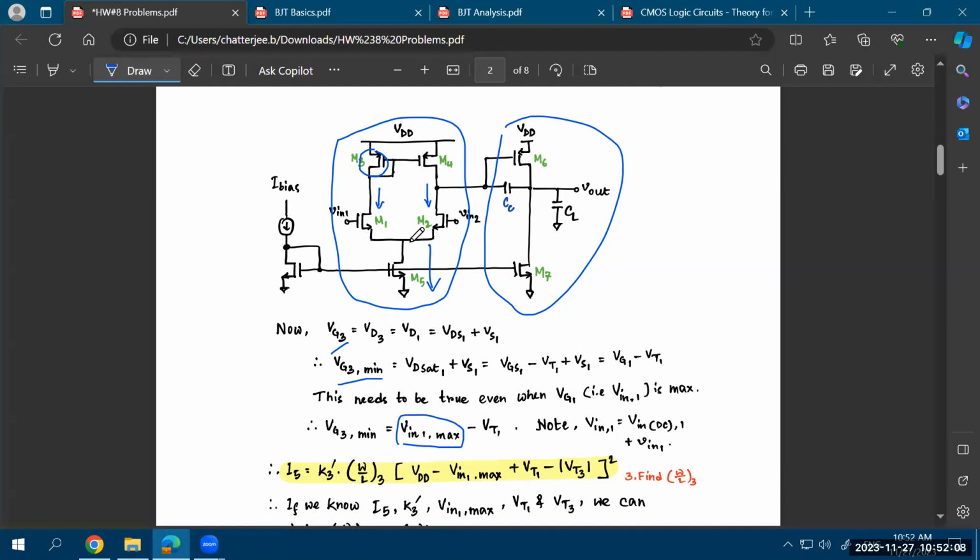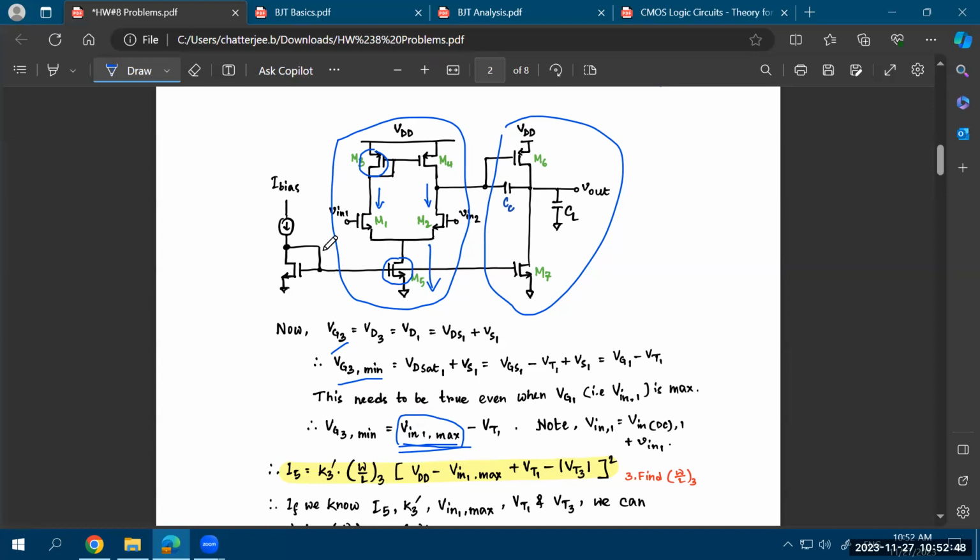So the maximum range of ICMR needs to be used when you're trying to find out the W/L ratio of M3, and the minimum value of the ICMR needs to be used when you are trying to find out the W/L of the M5 transistor. Why is that? I'm assuming that you have already gone through the mathematical equations over here. If not, please go through the mathematical equations. But what I'm going to discuss now is why you would even consider the VIN1 max when you are trying to find out the W/L ratio of the M3 transistor?